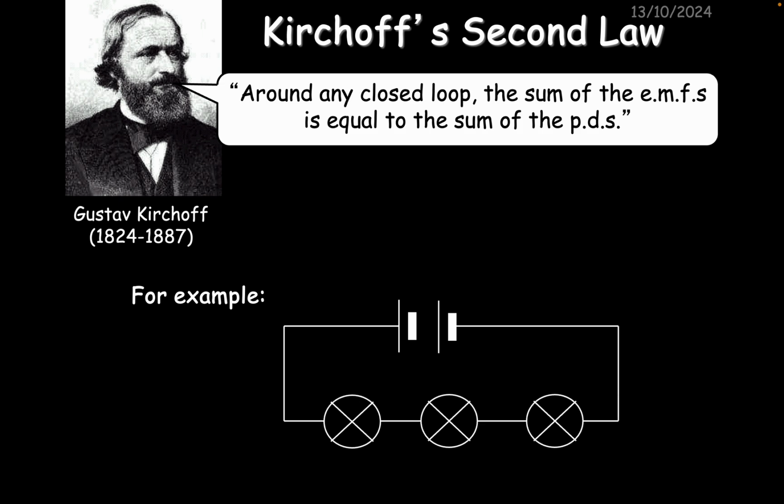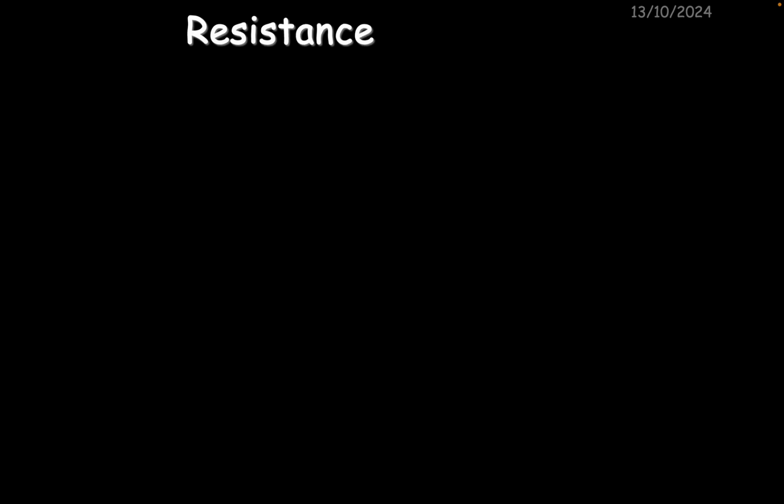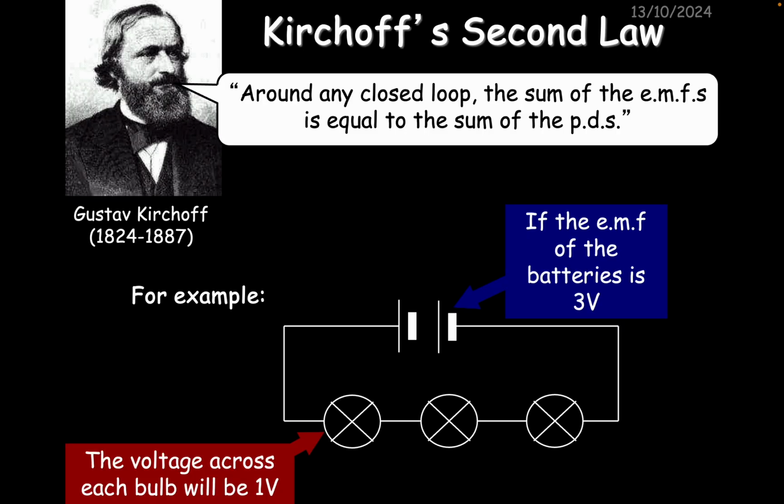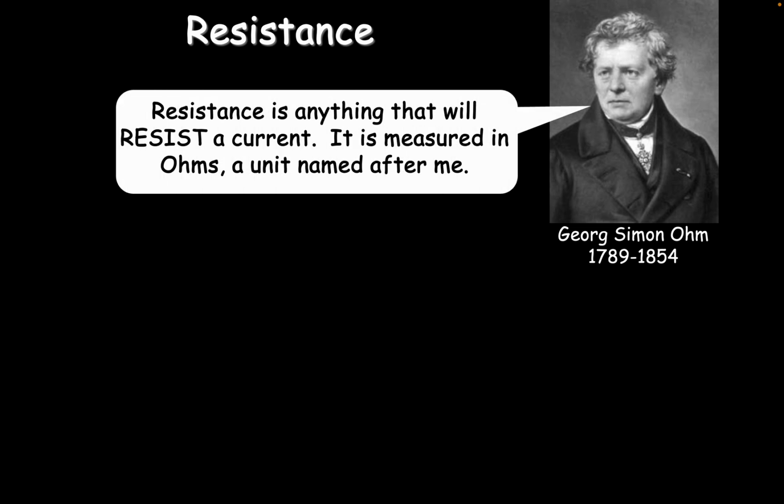Okay, so for example, if you've got these here and the EMF provided is 3 volts for the battery, then the total PDs across the 3 bulbs must also add up to 3 volts. Okay, so if the 3 bulbs or the 3 filament lamps or whatever kind of components they are, are identical, they'll get exactly the same share of the EMF, 1 volt each. Okay, so that's a very simple example of Kirchhoff's second law, which was one of the circuit rules we learned for GCSE as well. So up to here, I think any GCSE student would have no problem in understanding the concepts. Resistance also is the same in GCSE as in A-level.